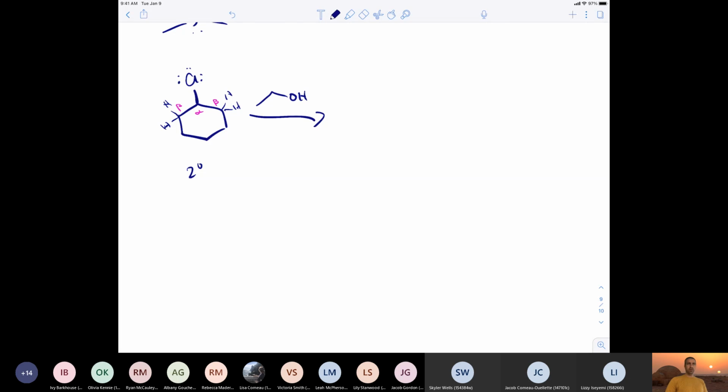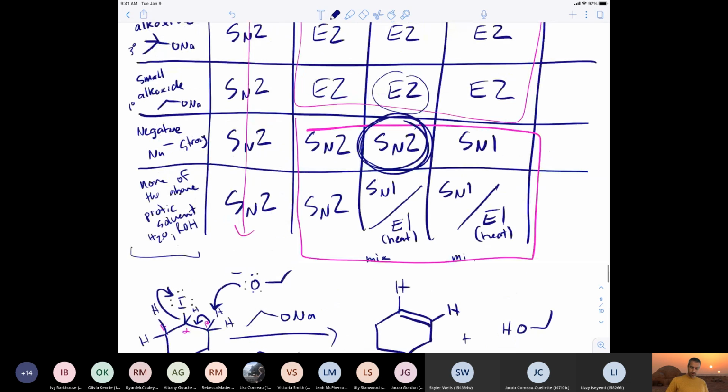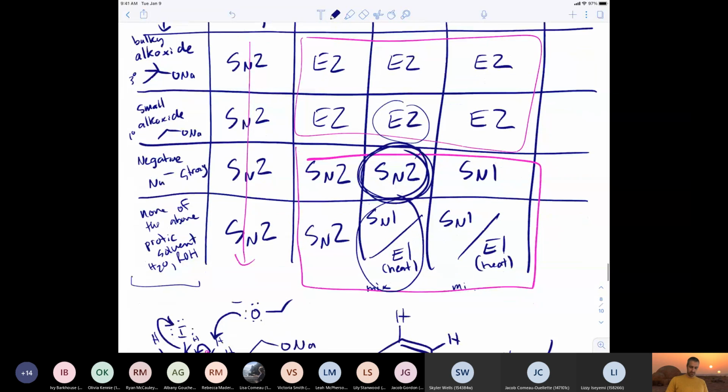No. Do we have a strong negatively charged nucleophile? No. Are we left with polar protic solvent? Yeah. Okay. Polar protic solvent, secondary. Back to our chart. That's the bottom row. Oh, we got a mix. SN1, SN2. We don't like mixes, but you get what you get. And you don't get upset.